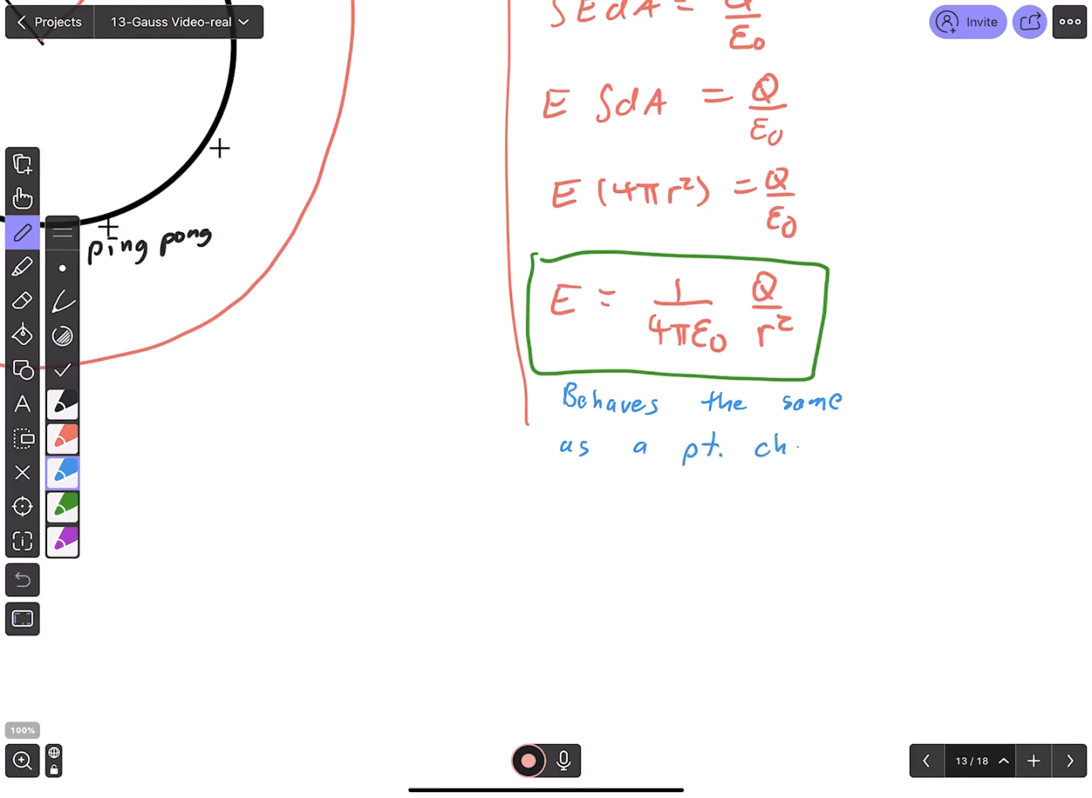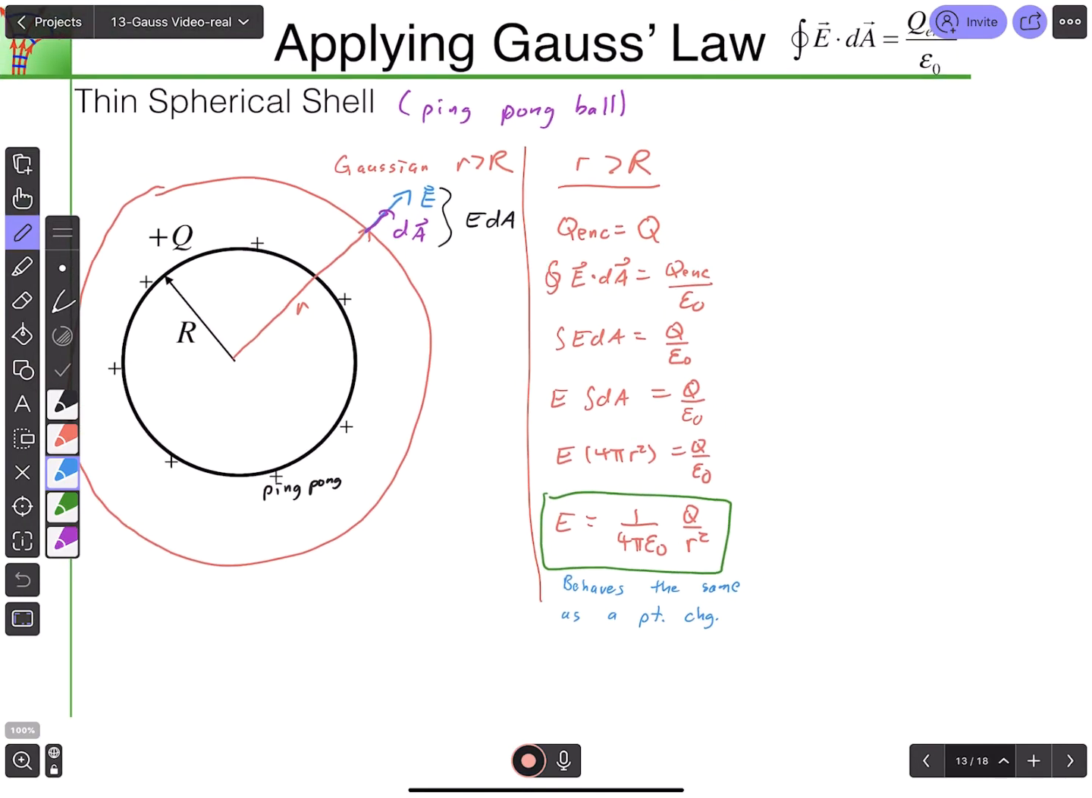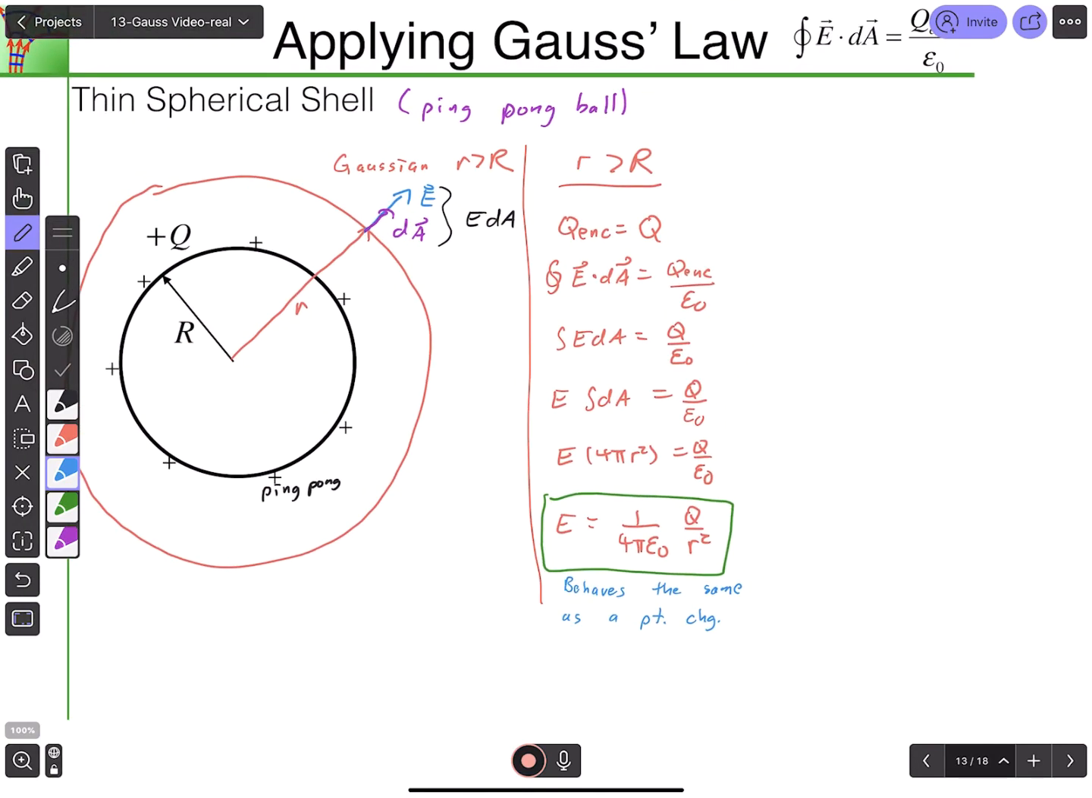Point charge. And that's good to know. Now let's look inside. I want to calculate the electric field inside this thing. So we know that everywhere outside it's just spherically symmetric, pointing that way. But inside, I want to calculate it. So we're going to assume that it's spherically symmetric.